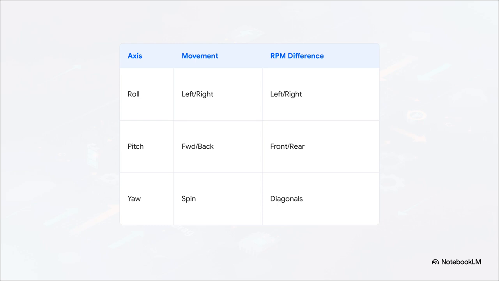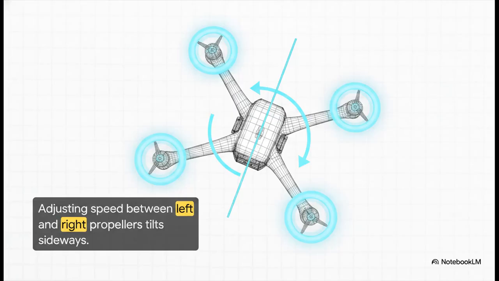Let's break down exactly how this works in practice. First up, we have roll. Picture an invisible line going straight from the front to the back of the drone. Rolling means tilting sideways along that line. To pull this off, the drone adjusts the speed between the left and right side propellers. Say you increase the RPM of the left propellers while decreasing the right ones. The left side generates more lift. This torque imbalance literally lifts the left side higher, rolling the whole drone to the right.